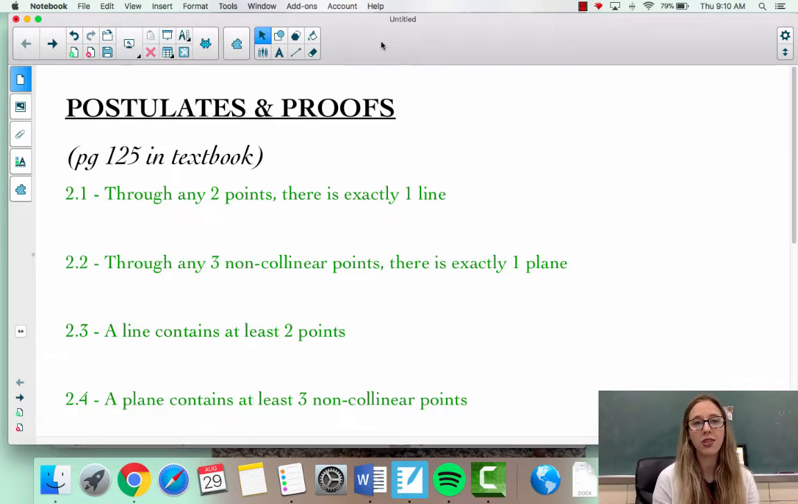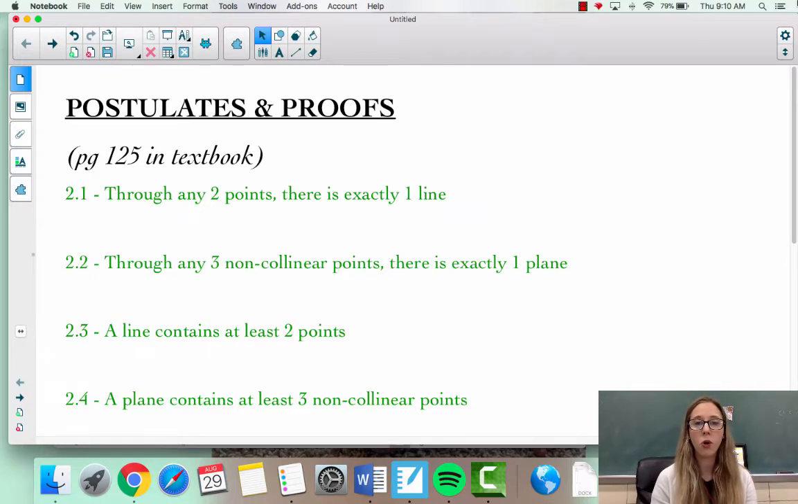I would encourage you to write these down so you have them to refer back to. The numbers aren't necessarily important. It's more about the statement that I want you to know. You're going to be able to use these concepts in order to prove some things in our 2-column proofs, as well as to identify if certain things are always, sometimes, or never true. So let's go ahead and get started.